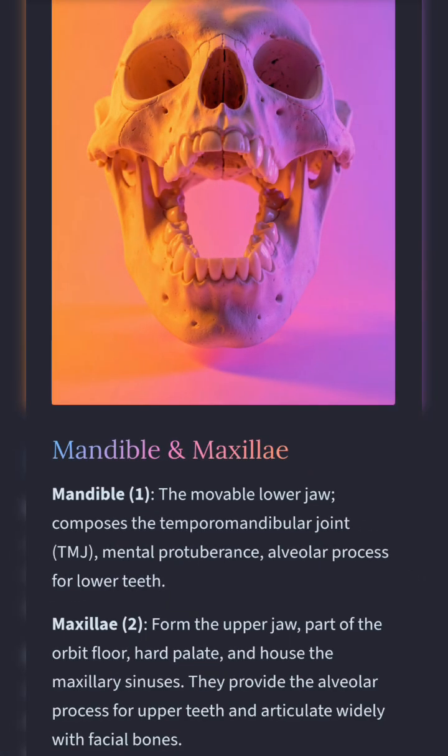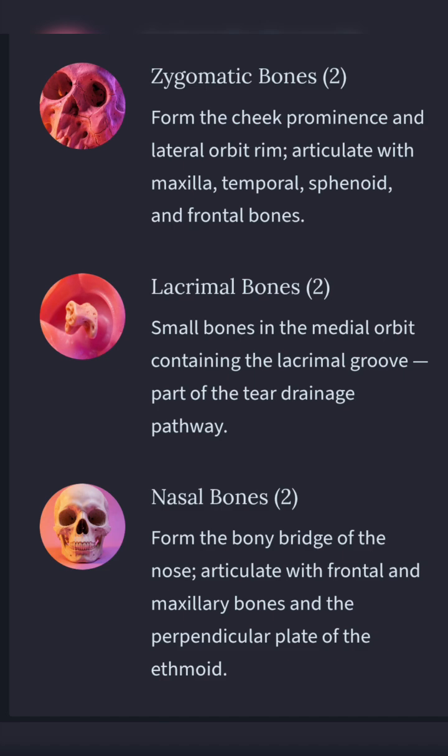The movable lower jaw composes the temporomandibular joint, TMJ, mental protuberance, alveolar process for lower teeth. Maxillae, 2, form the upper jaw, part of the orbit floor, hard palate, and house the maxillary sinuses. They provide the alveolar process for upper teeth.